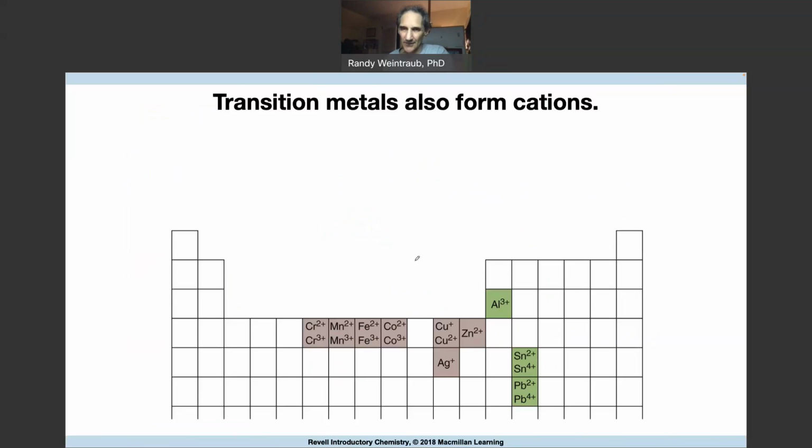Transition metals also tend to lose electrons and form positively charged ions. However, transition metals do not follow the simple pattern that we see with the main group elements. Transition metals typically form ions charged between +1 and +4. Some transition metals form multiple charged ions. The metals in the lower part of the p block also act in this manner, as we see for tin and lead.